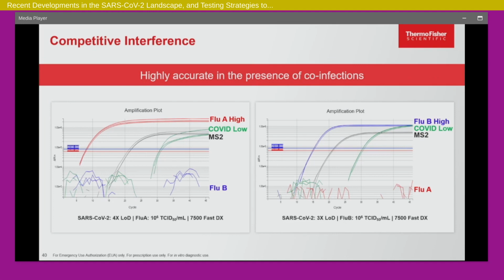When we did the testing for the co-infections, you can see that it is highly accurate, even with co-infections. So you can see in this case we have a high flu A and a low COVID, and it can accurately detect either of the two agents here. Flu B is negative, and you have the control here, MS2. Similarly, in a situation here with high flu B, low COVID, flu A not detected. So these were all contrived samples. Again, we could not find cases which were co-infected, so you have to contrive it to simulate a co-infected situation.